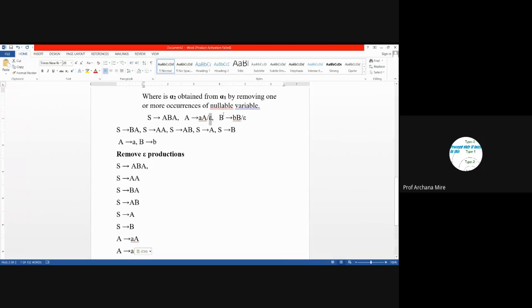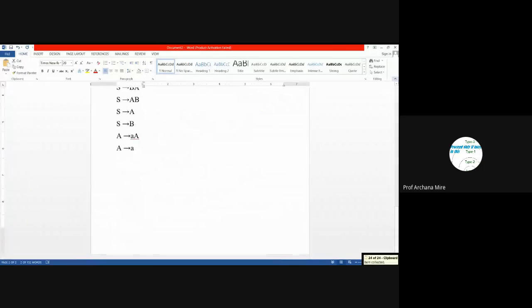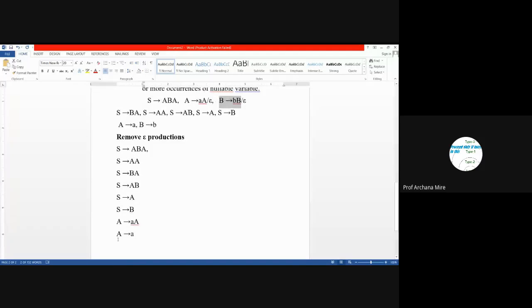In the same way, we will insert the production rules for B, that is B leading to small b, capital B. So we will insert a new production rule, B leading to small b capital B. We will insert a new production rule, that is B leading to small b.